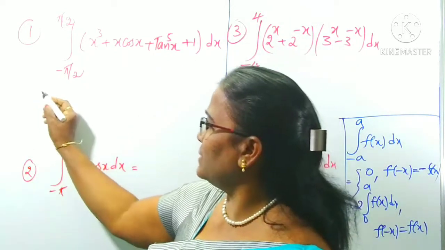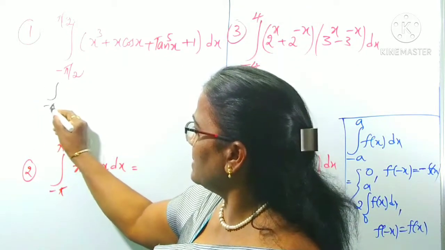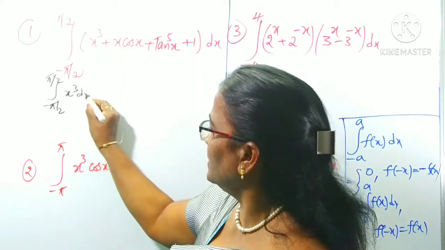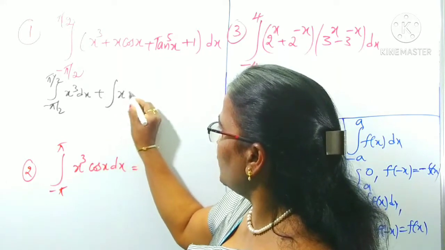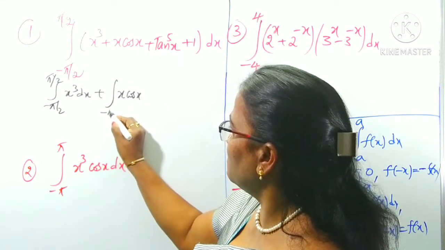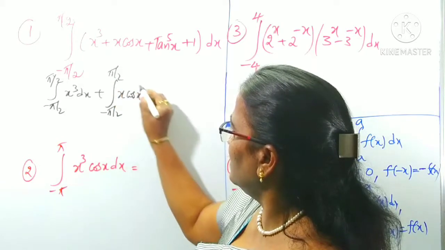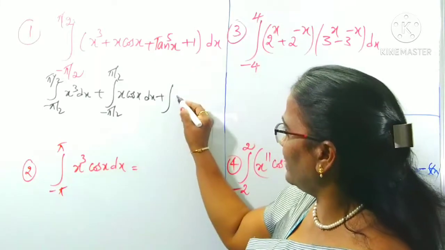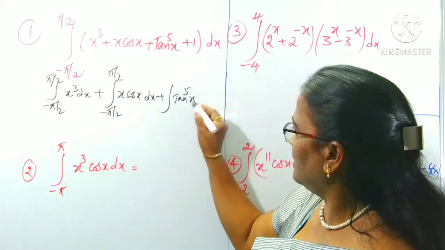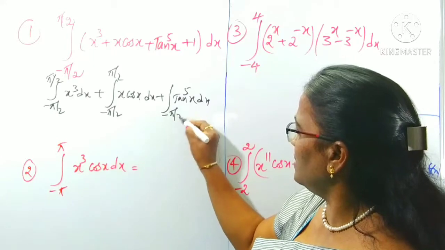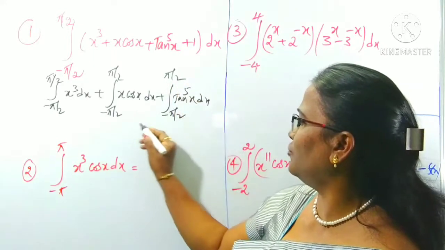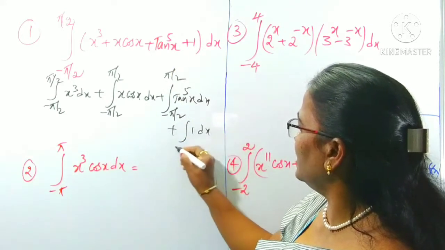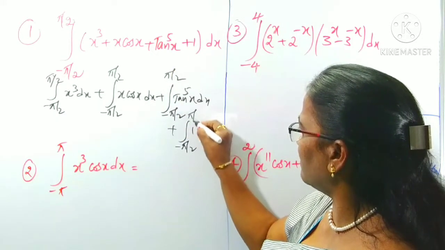We can now make the separation. First integral is from minus pi by 2 to plus pi by 2 limits with the first function x cube, plus the second function x cos x, limits from minus pi by 2 to plus pi by 2. What is the third function? Tan power 5x, limits from minus pi by 2 to plus pi by 2. What about the fourth function? Integral of 1 dx within the limits minus pi by 2 to plus pi by 2.